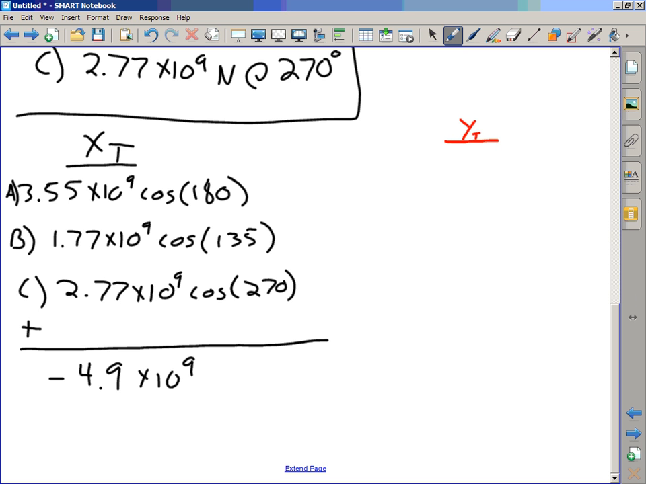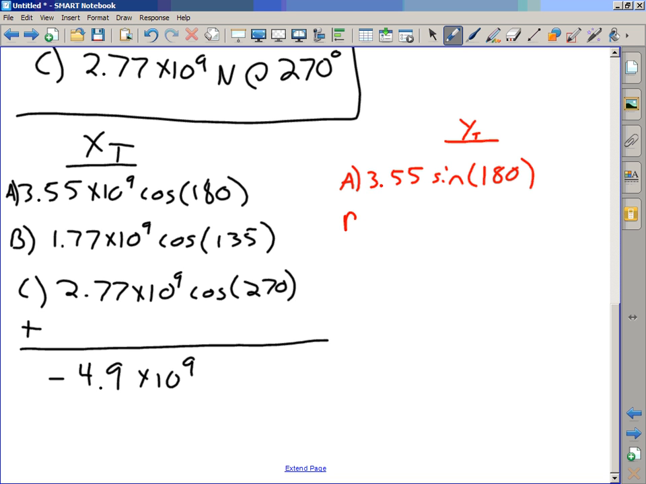Negative 1.49 for A, 3.55, 180. Hey, what are we doing here, guys? Arguing about that bottom number for X total? I kind of do this. For Y total. That's what we're arguing about. Okay, how far off are y'all from each other?